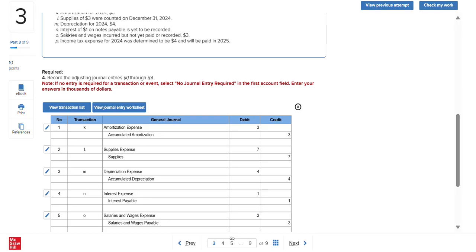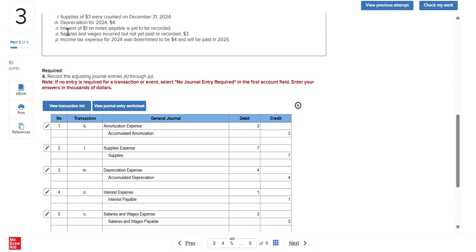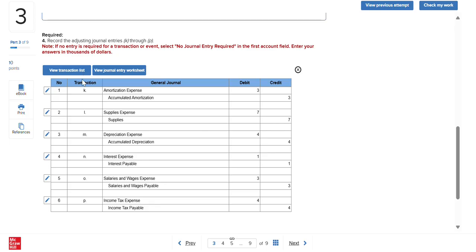Then on letter N, there was interest on the note that had not been paid yet, so I recorded that as interest payable right here. And I also added salaries that were earned but not paid, and finally recorded income tax expense of 4,000 that would be paid next year. And then after all the adjustments, all accounts should reflect the true financial position of the company at the end of the year.